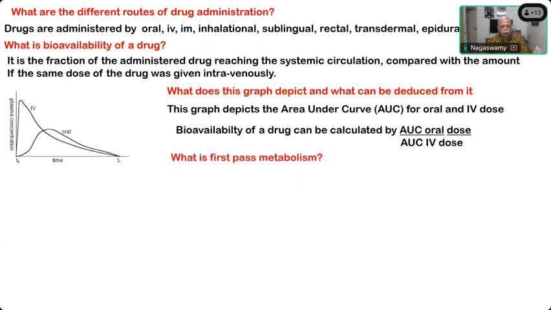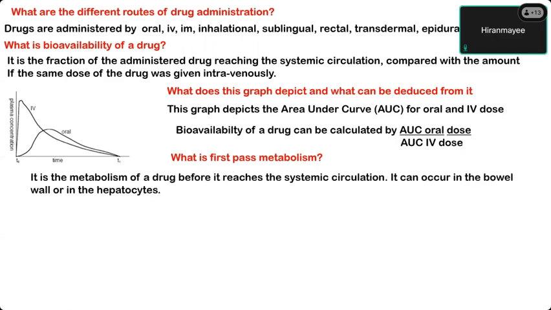What is first pass metabolism? Before reaching the systemic circulation, it undergoes metabolism in the liver. Is it only in the liver or somewhere else also it can happen? Any site in the body whereby it undergoes metabolism before reaching the systemic circulation. It can happen in the bowel wall or hepatocytes. Okay, it is a metabolism of a drug before it reaches the systemic circulation, and it need not always be in the liver. It can happen in the bowel wall also.